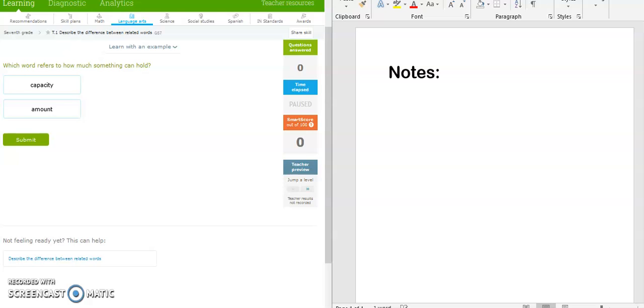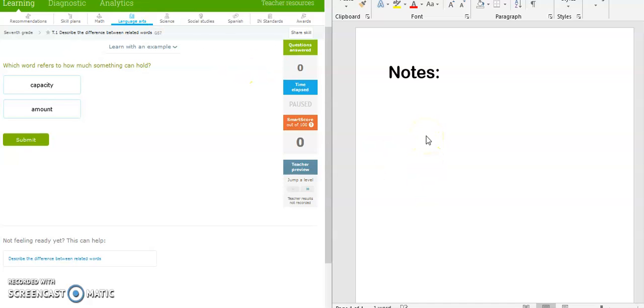Hi, class. All right, so today we are working with T1, and this skill is to describe the difference between related words. Related words are words that kind of have the same meanings, but not really. They're related. It's like you and your grandmother. You're related, but you're not exactly the same person, nor do you have the same experiences or capabilities.